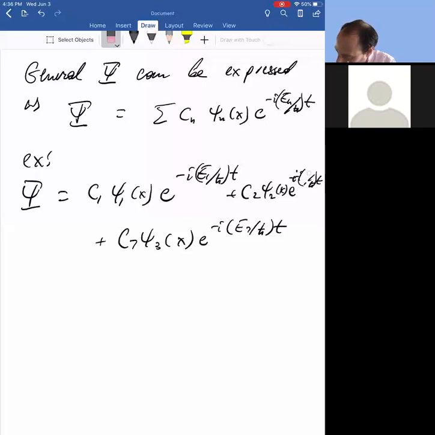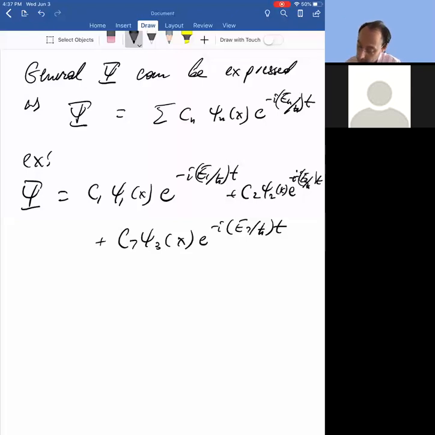Now you perform the measurement. And I ask you, what are the possible outcomes of energy measurement? There will be only three outcomes, either E1 or E2 or E7. If the wave function does not have E8 in its sum, then you will not get the eighth mode. You will not get the eighth energy.